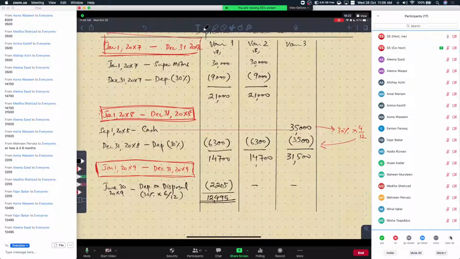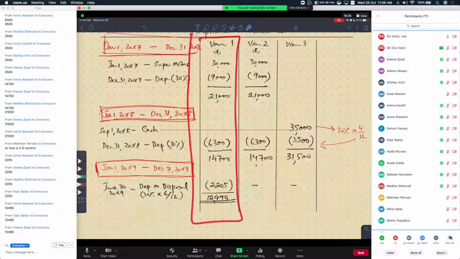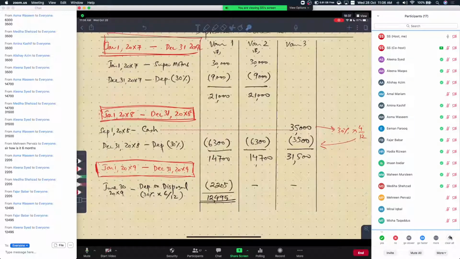So just for the van 1 column, do you understand everything in the van 1 column, this entire thing? If you do, then give me a green check. We'll come to the other vans later on. I'm only focused on van 1 right now because that is going to play a very important role later on in the questions, right?